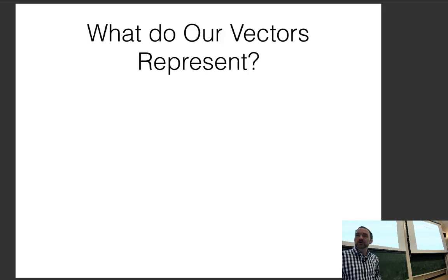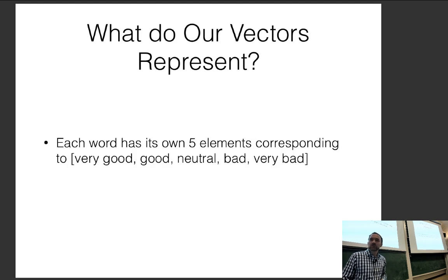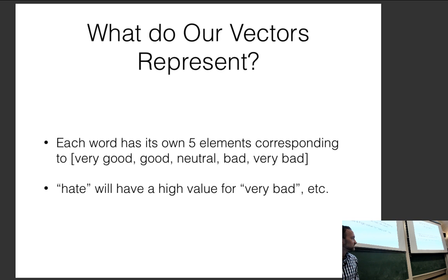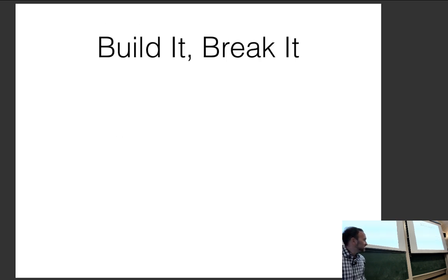So if we think about this, what do our vectors here represent? Each word has its own 5 elements corresponding to one of the output labels, where if the word is a high sentiment word, it will have a higher score for very good and good. If it's a low sentiment word, it will have a higher score for bad and very bad. So this will work for our really, really simple examples.